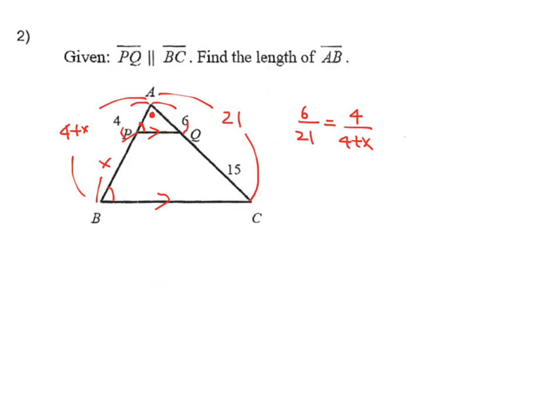Then obviously we can cross multiply them. 4 times 21 becomes 84, which is equal to 24, because 6 times 4, plus 6x. Subtracting 24, we end up getting 60 is equal to 6x, and x equals 10. What is the length of AB? AB would have been equal to 10 here.